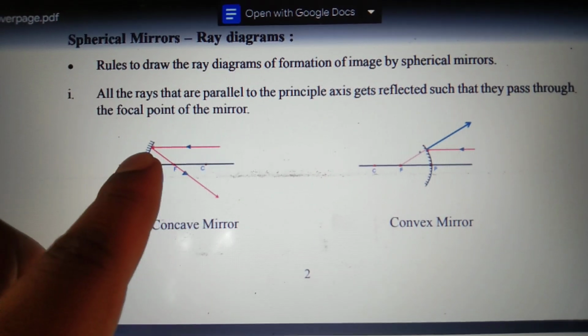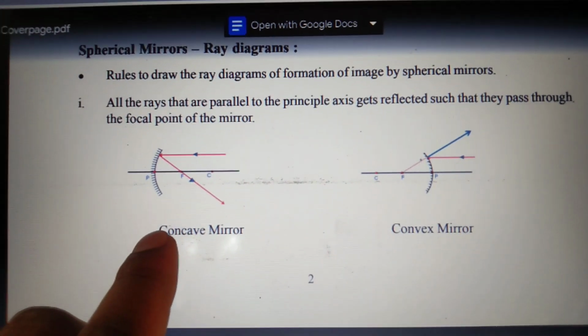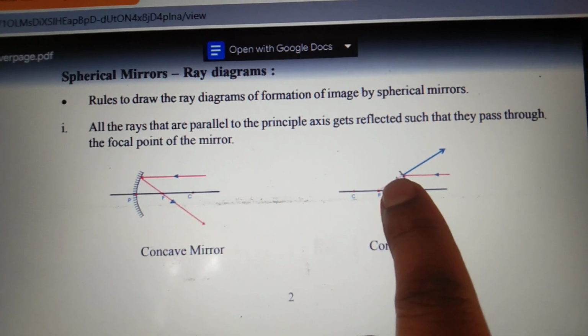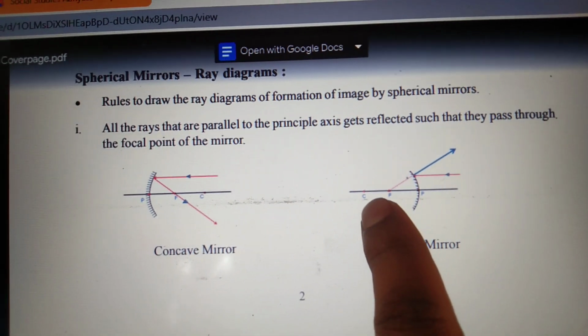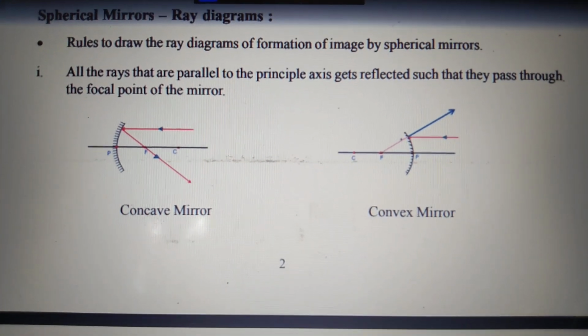This is the ray of light which is parallel to the principal axis. After reflection, it must pass through the focus. This is for a concave mirror. As well as for a convex mirror, a ray of light which is parallel to the principal axis, after reflection, appears to be coming from its focus. That is our rule number 1.